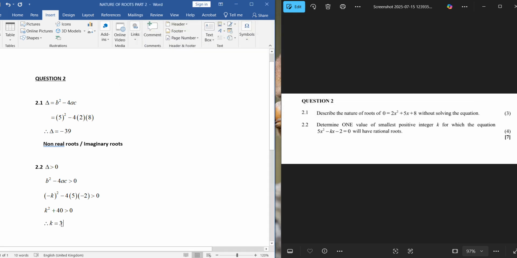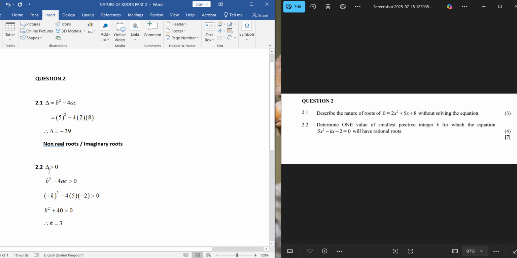Why? Because if we take 3 and substitute where we see k, we are going to have 3 squared, which is 9. 9 plus 40 is 49. And if delta is 49, 49 is greater than 0. And for it to give us rational roots, delta must be a perfect square that is greater than 0. And now, if the value of k is 3, we are having a perfect square that is greater than 0. That's why the value of k must be 3. That's why we're saying the smallest.